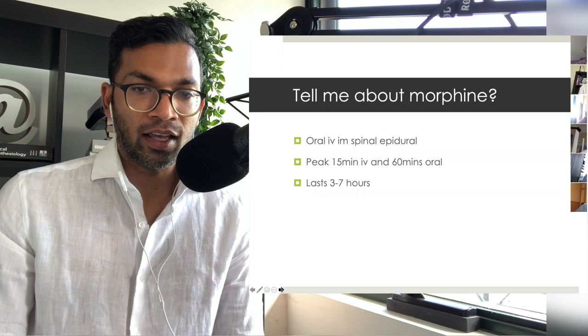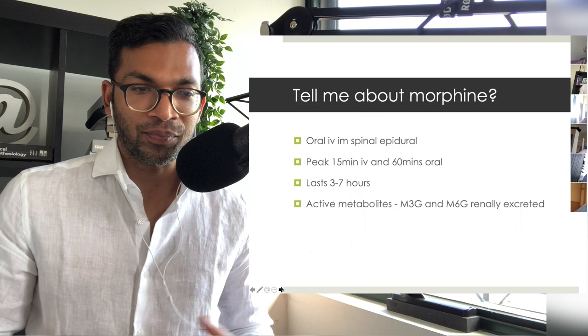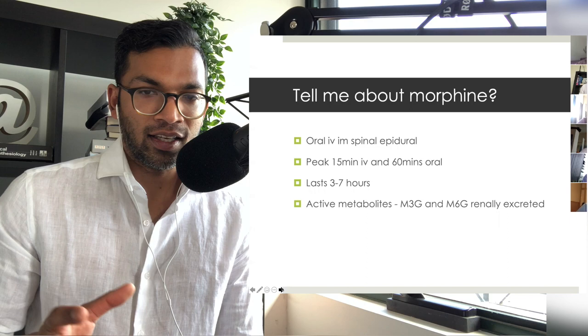So if I was to get you to tell me about morphine, essentially it's the opioid to which all other opioids are compared. It's the original opioid. It's the OG of opioids. Oral, IV, spinal, epidural. It's got all these different formulations that it can be delivered in. So really useful. When you give it IV, it's effects in about 15 minutes. And if orally, in effect in about 60 minutes. Why is that important to you?